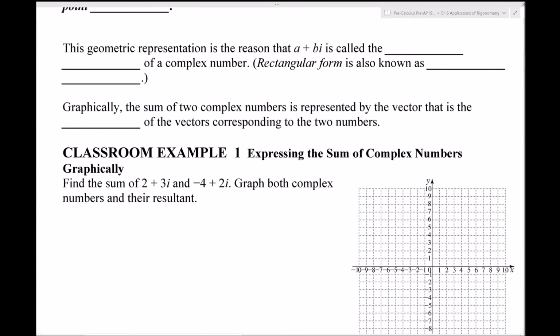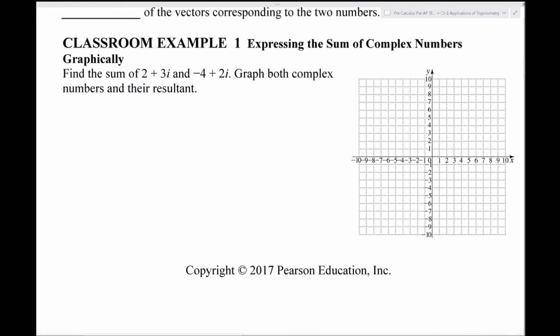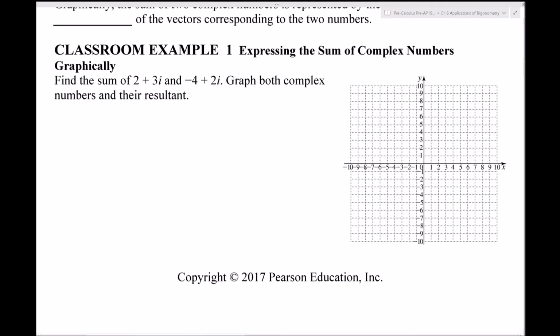We're going to look at example 1. Find the sum of these two particular complex numbers. And they gave us a graph here that I get to work with. So nice. Either way, find the sum of 2 plus 3i and negative 4 plus 2i. Graph both complex numbers and their resultant. So what I'm going to do first is show you the algebraic way to do this, which you're already well aware of. We've done this before in chapter 1. It's not the first section in chapter 1, it's the first one that we looked at, 1.3.